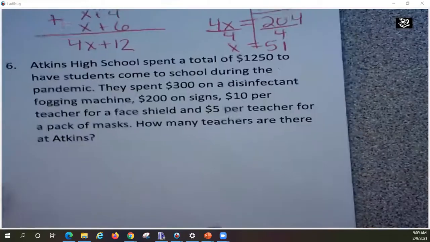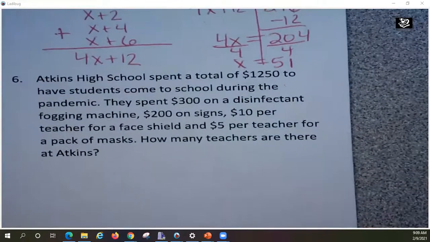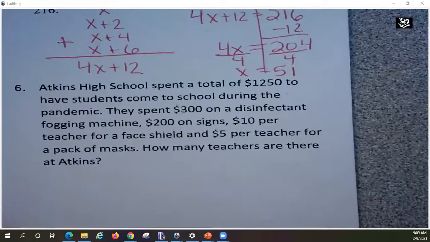All right, number 6. Adkins High School spent a total of $1,250 to have students come to school during the pandemic. They spent $300 on a disinfectant fogging machine, $200 on signs, $10 per teacher for a face shield, and $5 per teacher for a pack of masks. How many teachers are there at Adkins? Kamari, can you help me set this one up?